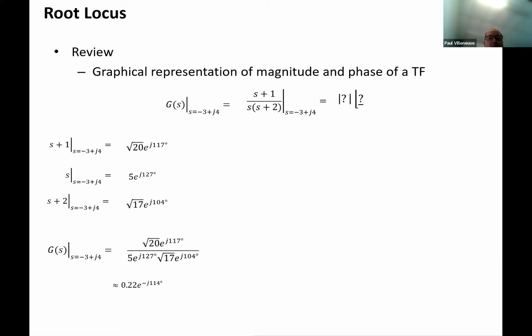And then we did this example where we were trying to figure out individually the magnitude and the phase of a transfer function at a particular pole location. And if that equals essentially 1 at an angle of 180, then that would be a valid root. We ended up seeing that this is 0.22 at an angle of minus 114. So that wouldn't necessarily be a valid root, but that's okay. We weren't really using this to determine if it was a valid root.